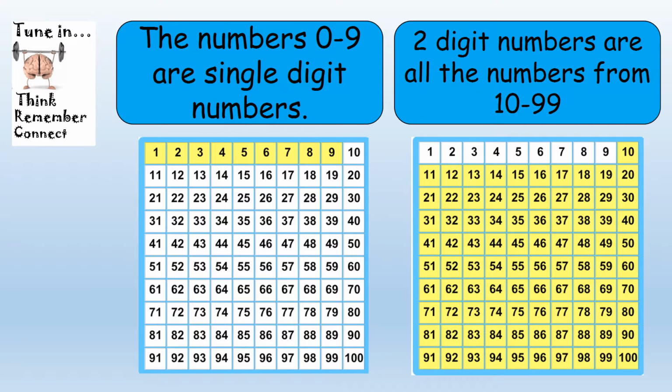Now let's think, remember and connect. Now we know that the numbers from 0 all the way up to 9 are our single digit numbers. Our two-digit numbers are all the numbers from 10 all the way through to 99.